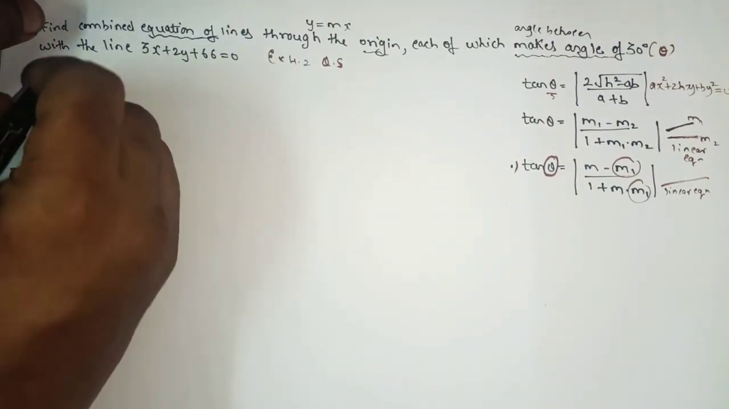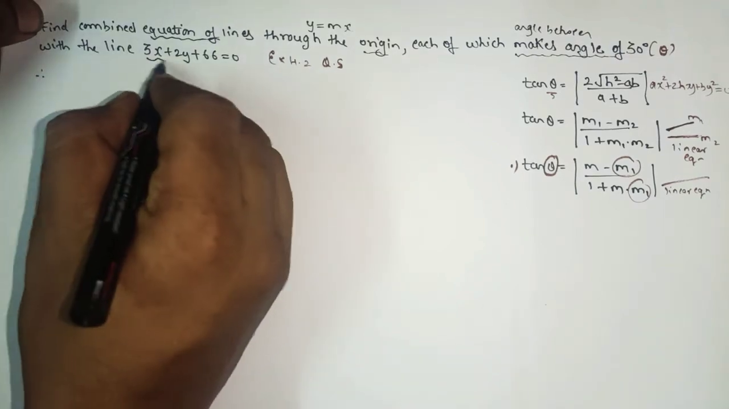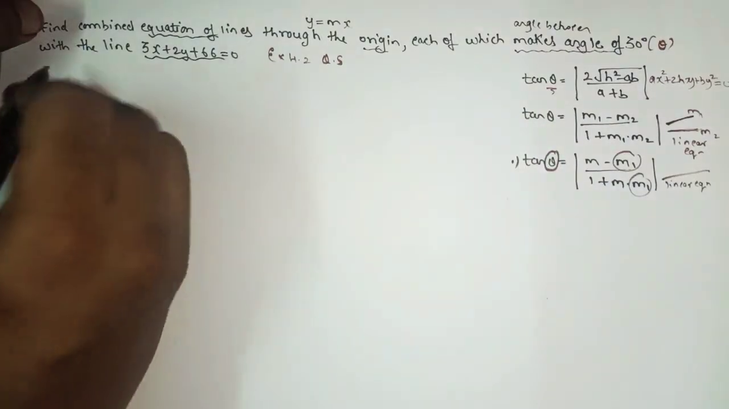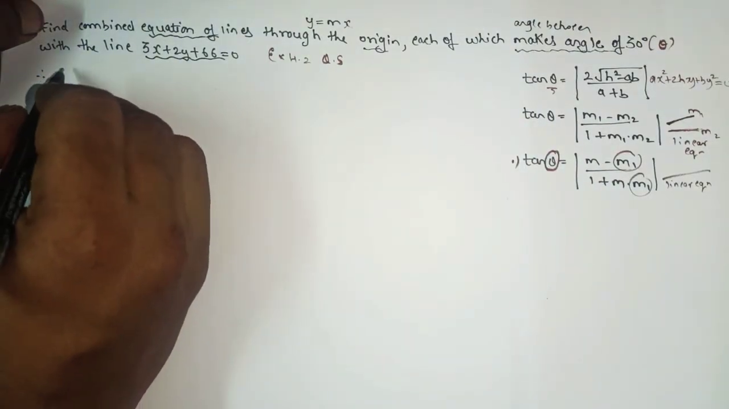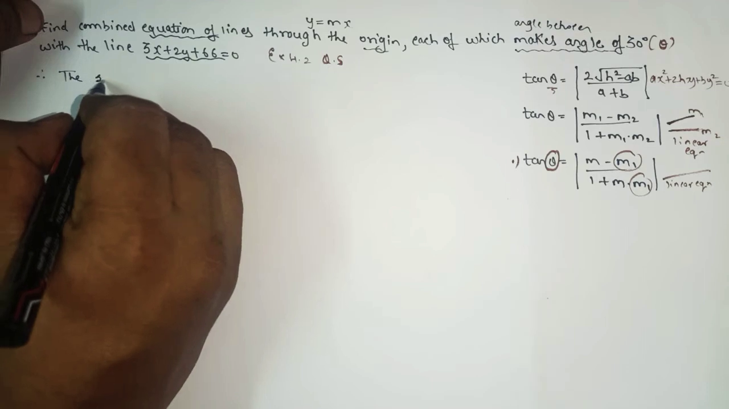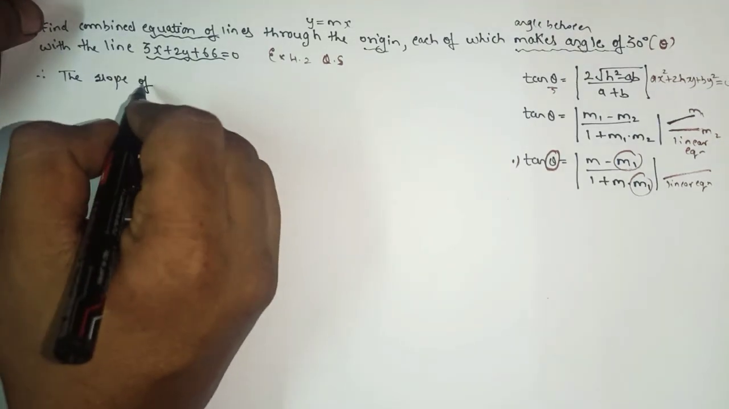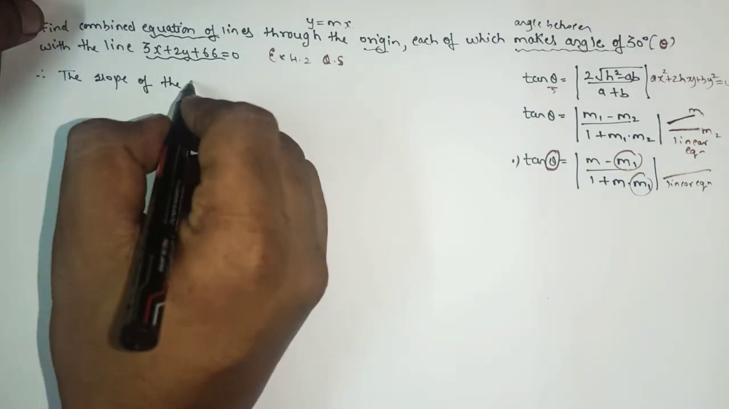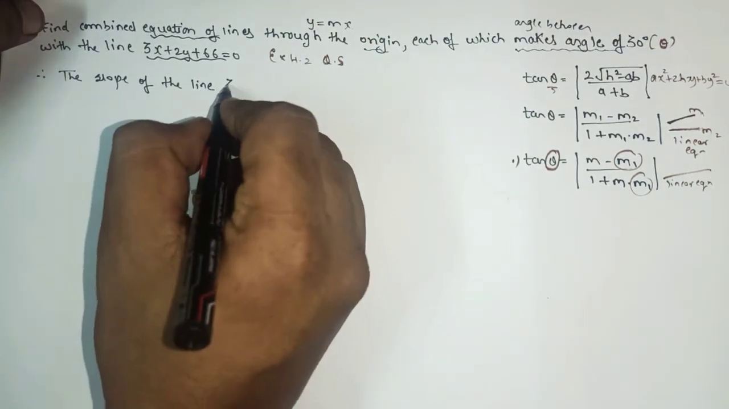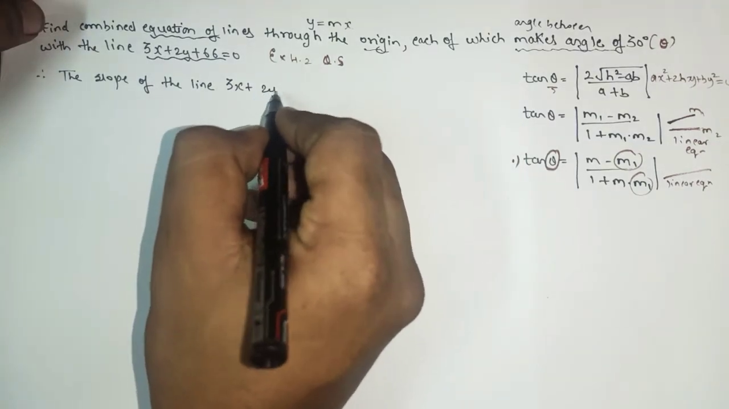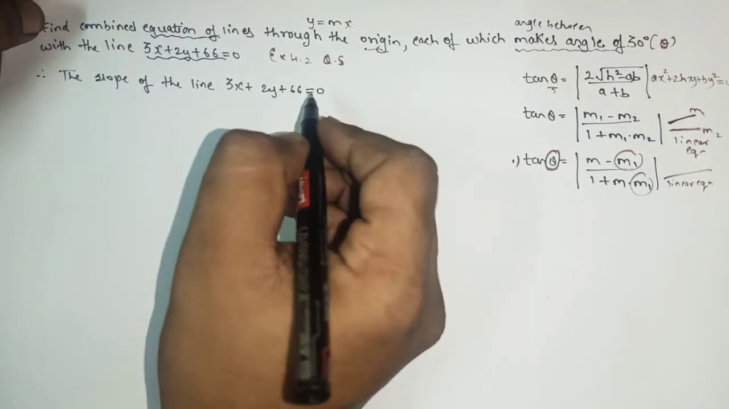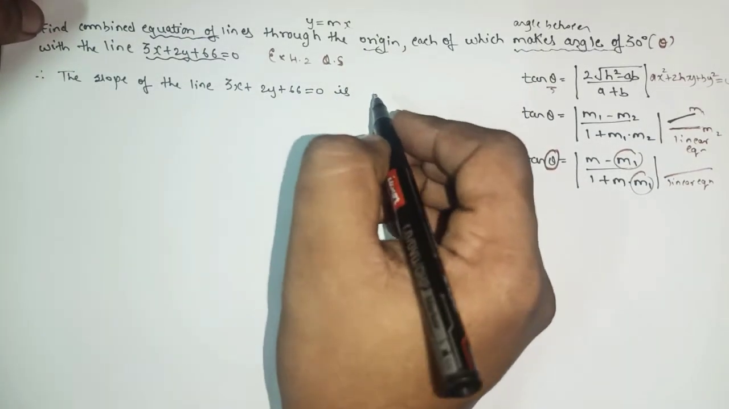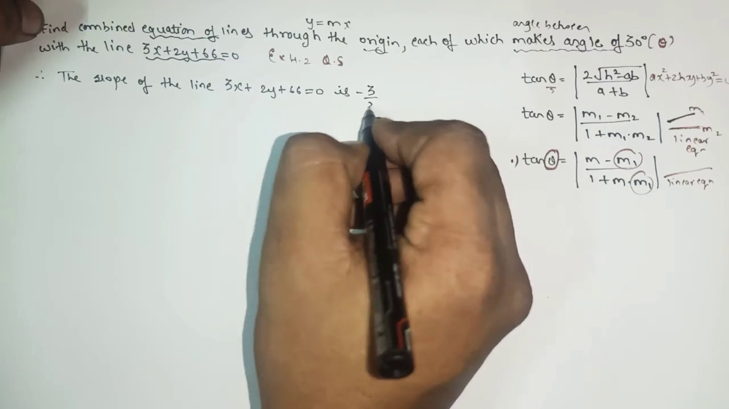So we'll start writing. The first step, we'll find the slope of this line, and this is the angle, that is theta. Okay, so we'll start writing: the slope of the line 3x plus 2y plus 66 equals to 0 is minus 3 by 2. Yes or no?